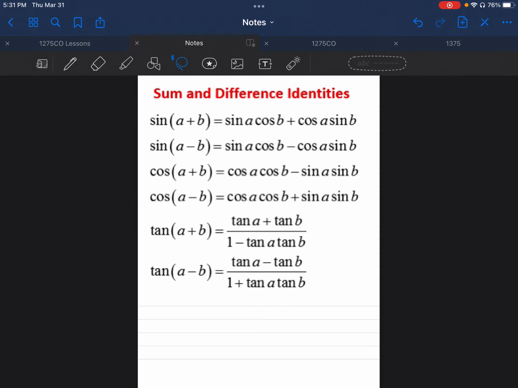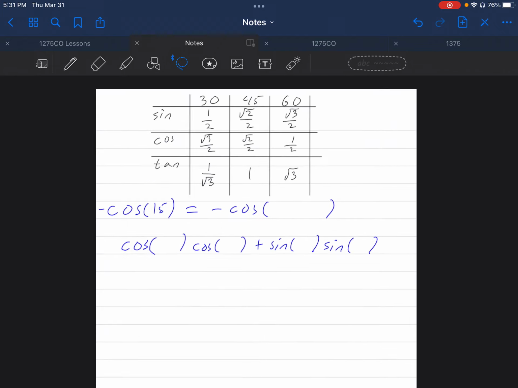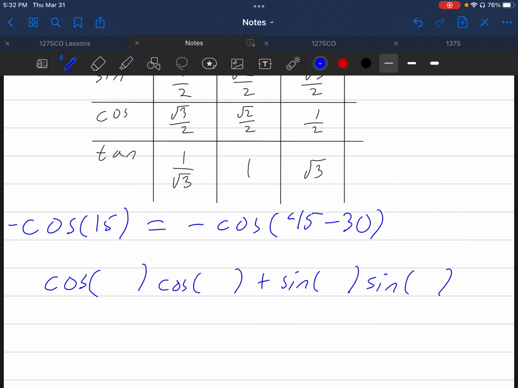So if we are looking for the cosine of 15 degrees, using a combination of these angles over here, 30, 45, and 60, we can state that the cosine of 15 degrees is equivalent to the cosine of 45 minus 30, because 45 minus 30 is equal to 15. We still have this negative from our quadrant, so we're just going to leave that there in front.